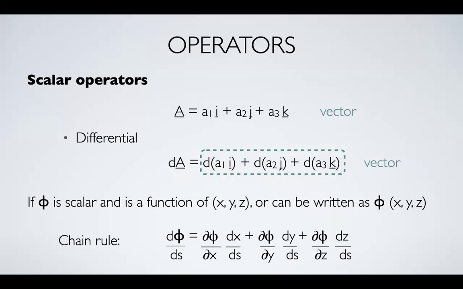in a chain rule, if you differentiate phi as a function of s, and s is also a scalar, it can be distributed into these three terms here: d phi by dx, dx by ds, plus so on. This is the chain rule. So this whole term here, the product will be a scalar, because each term is a scalar.